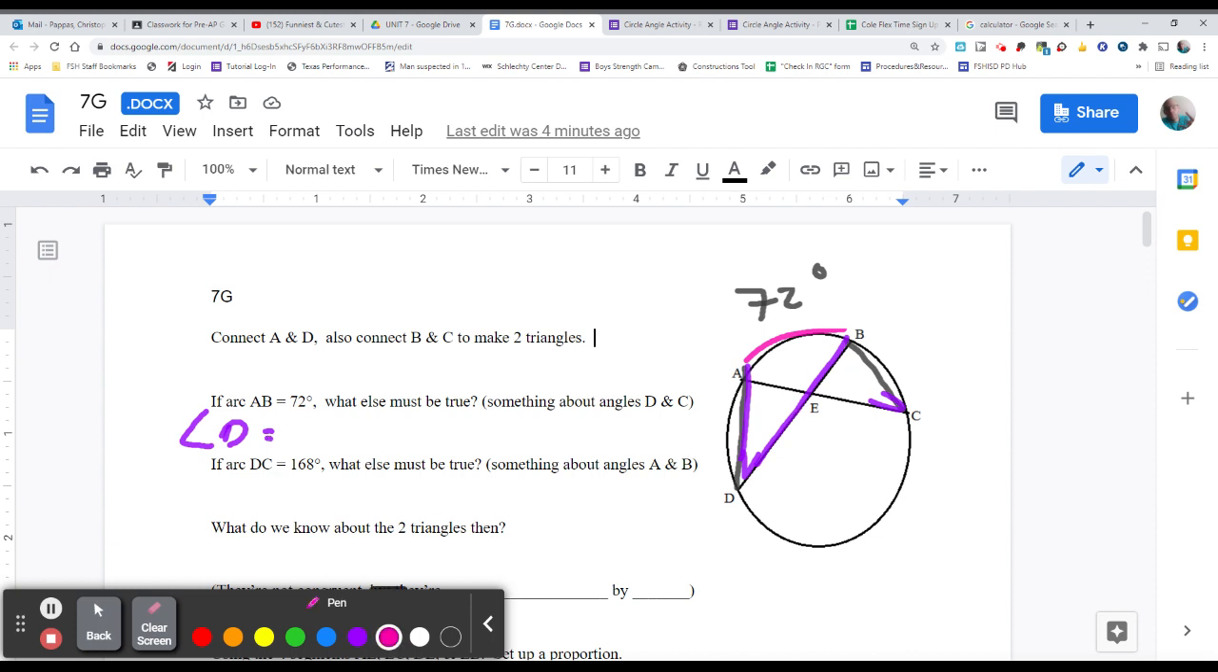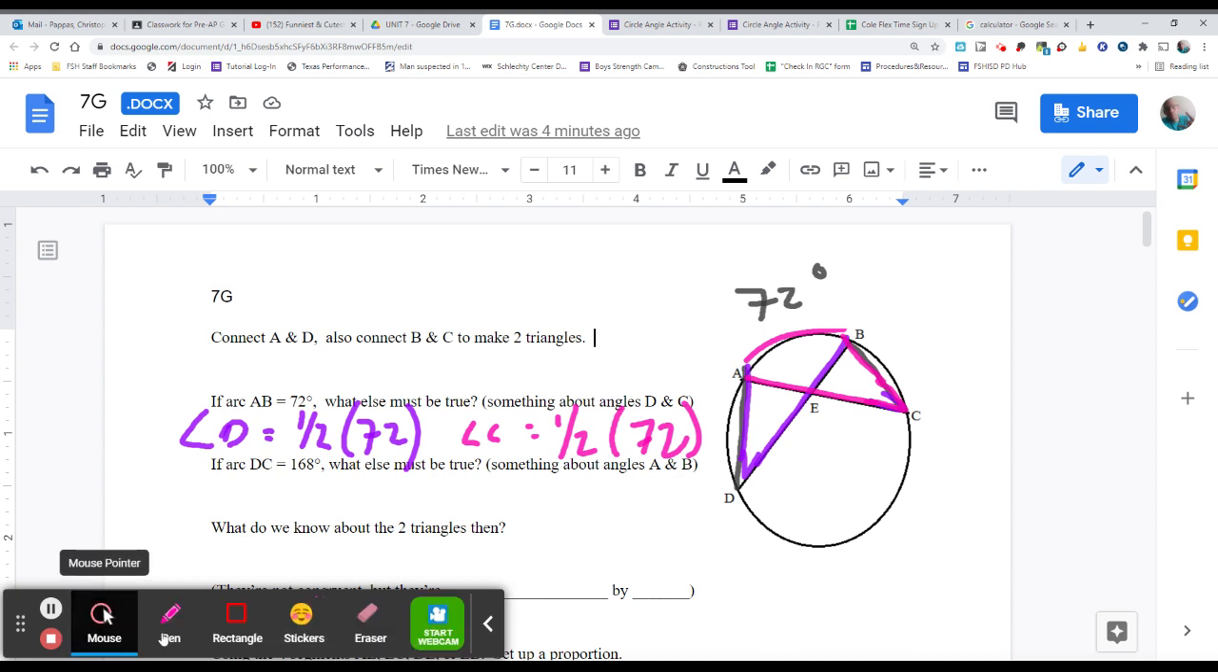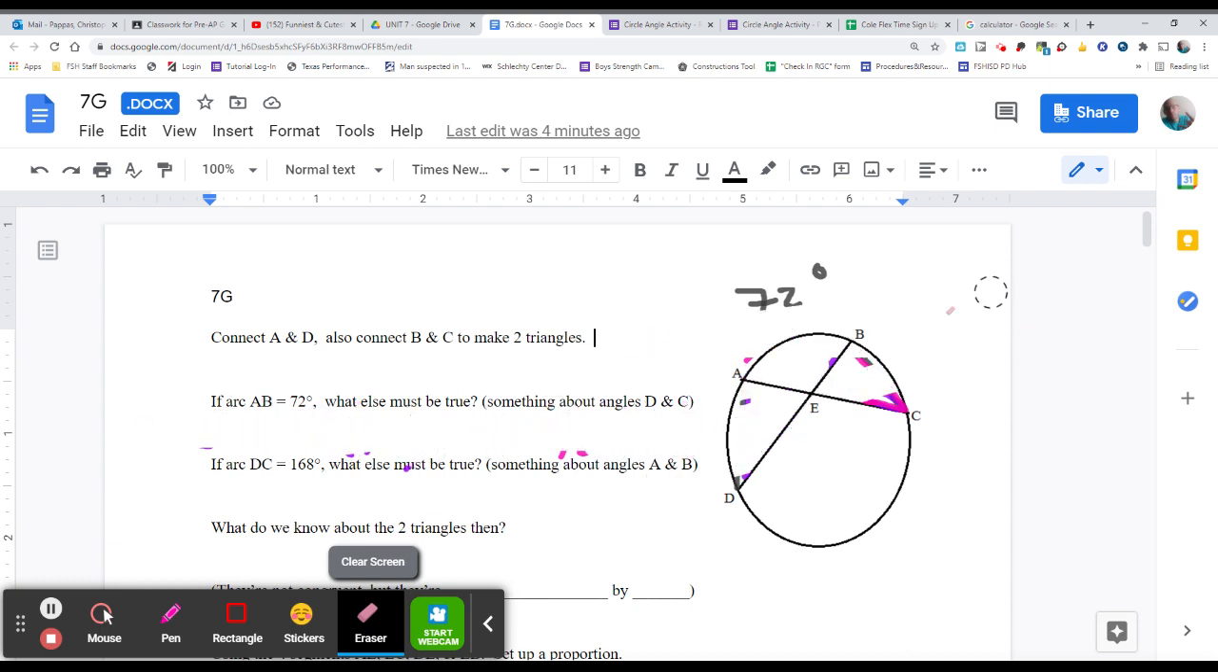Well, let's look at angle C. Angle C is an inscribed angle. If we trace it out, it creates the same arc. So we know that angle D is going to be half of 72, and angle C is also going to be half of 72. So what's going to happen is angle D and angle C are going to be congruent to each other. Angle D is half 72, angle C is half 72, so they're congruent to each other. So angle D is congruent to angle C.